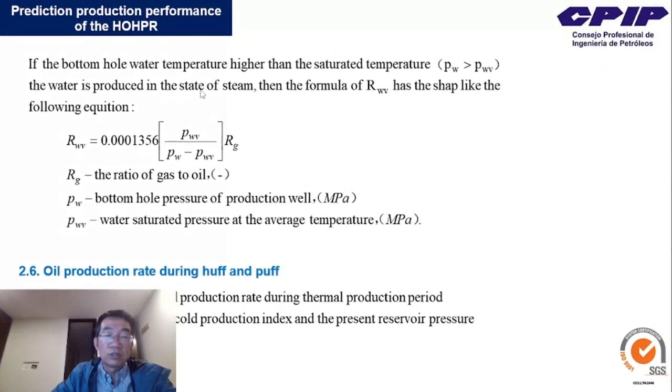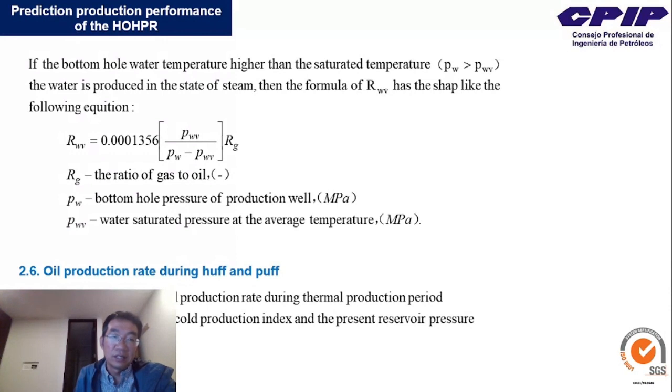If the bottom hole water temperature is higher than the saturated temperature, it means PW is above PWV, and the water is produced in the state of steam. Then the formula of RWV has a shape like the following equation. The Rg means the ratio of gas to oil, and Pw means bottom hole pressure of the production well, and Pwv means water saturated pressure at the average temperature.